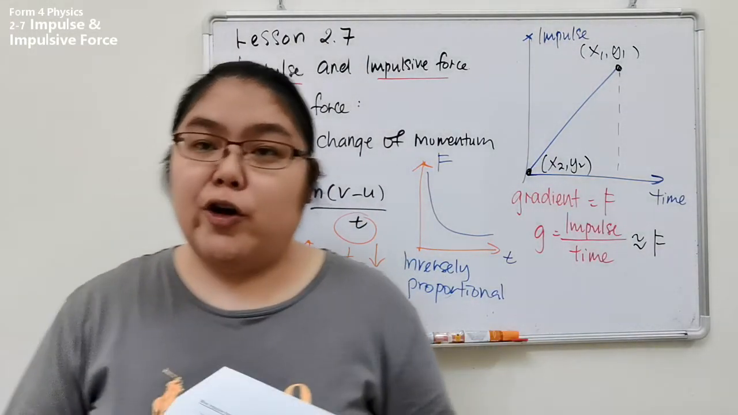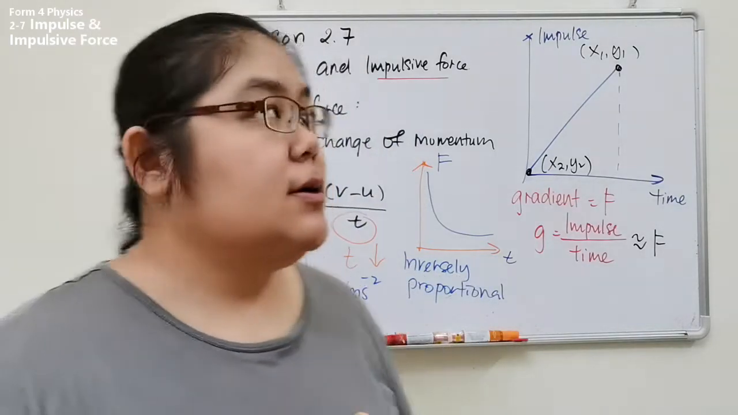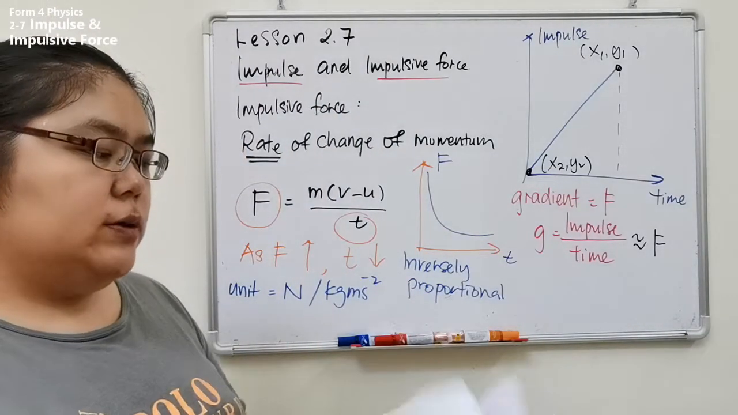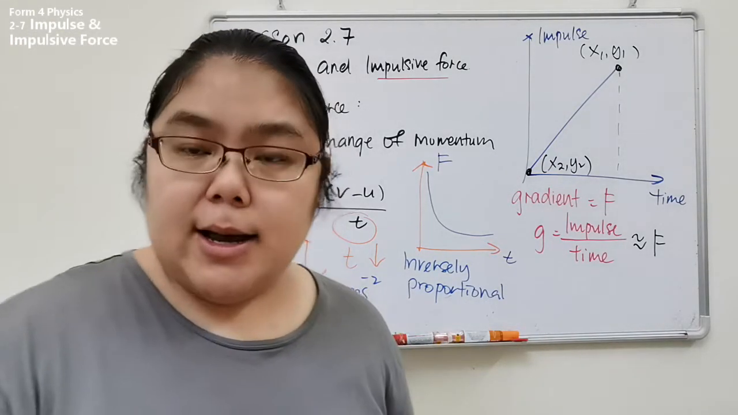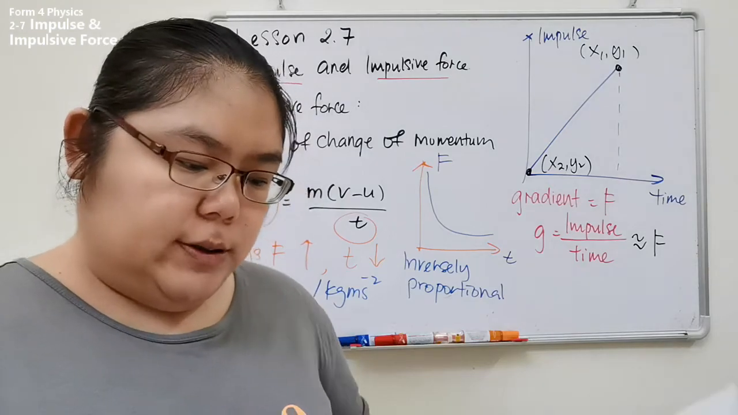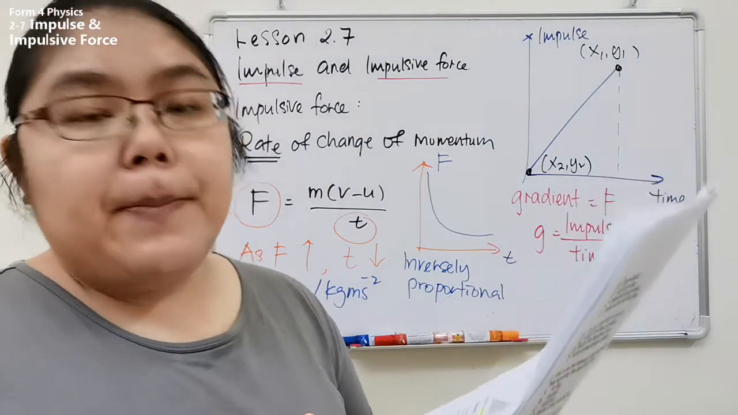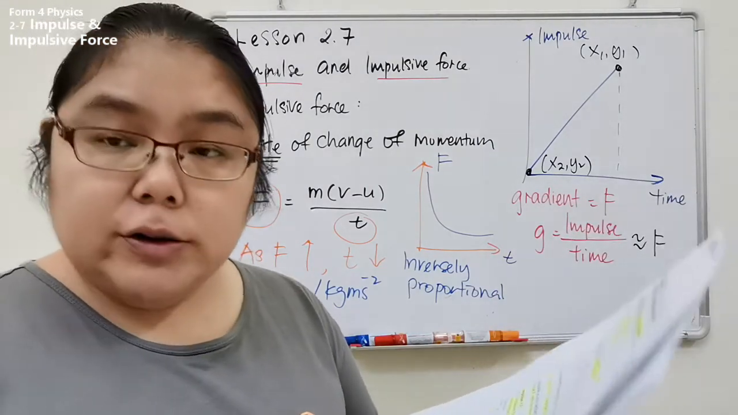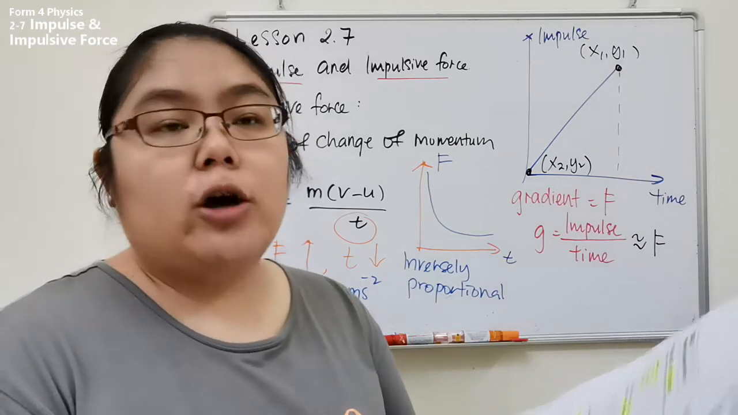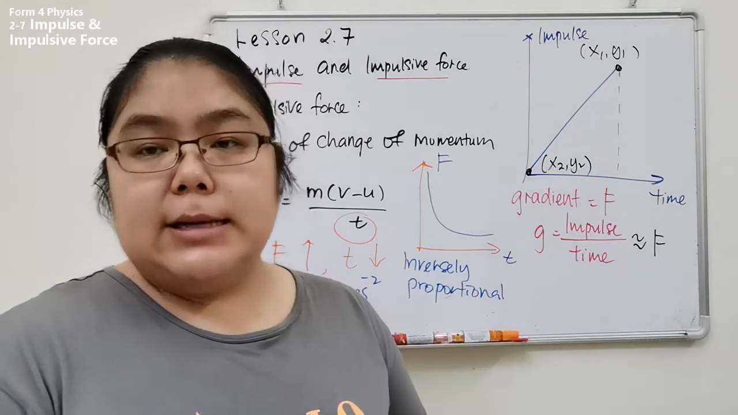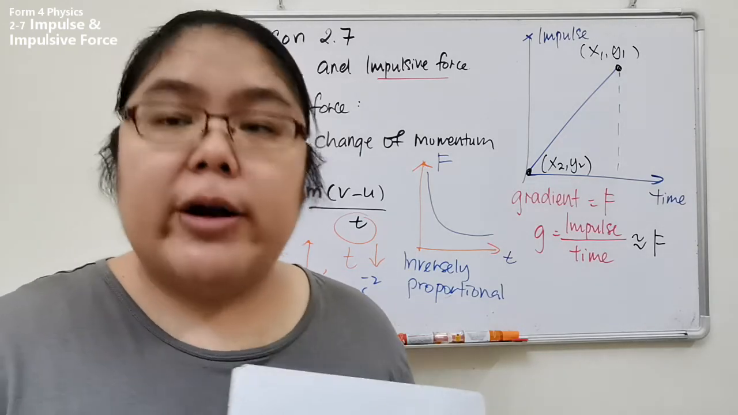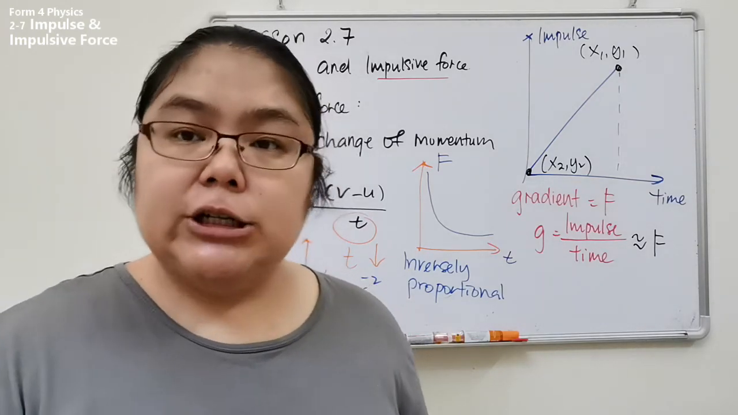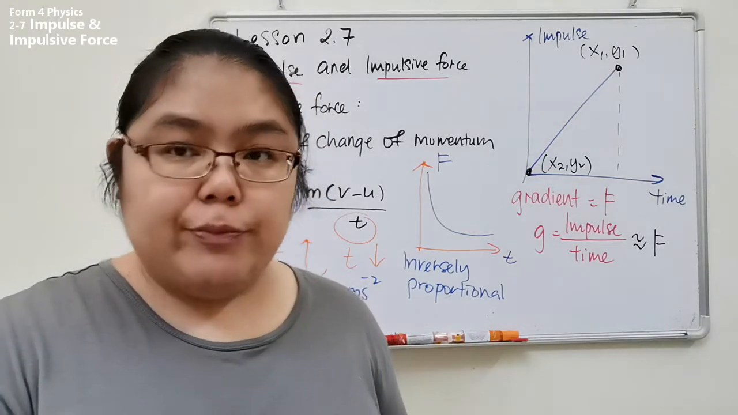Hi everyone, now we continue with the impulsive force. Okay, let's see the impulsive force. From there we need to know the definition and also the SI unit. From the note, you can see about the impulsive force. It is a large force which is acting over a short time interval. So that means as time becomes very short, the impulsive force produced will be very high. This is the relationship between the impulsive force and the time taken.